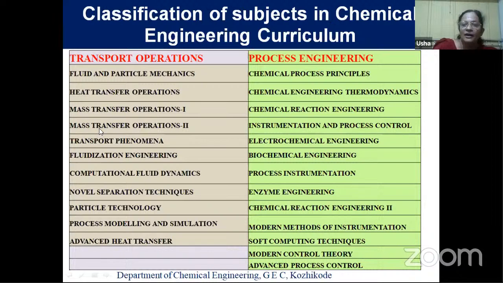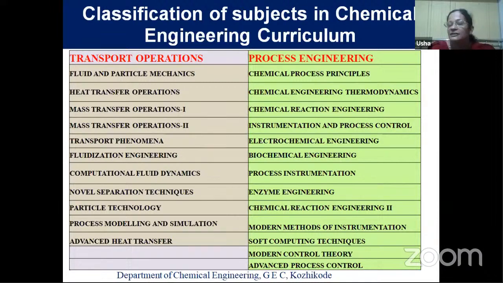After studying this, you can design a plant. Then only we can design a plant. This type of subject: transport phenomena, fluidization engineering, and computational fluid dynamics. Some of the subjects, then the elective subjects are also there. In your higher semesters, that is after the 5th semester, electives are also there. In the 5th, 6th, 7th, 8th semesters, you are studying elective subjects also.